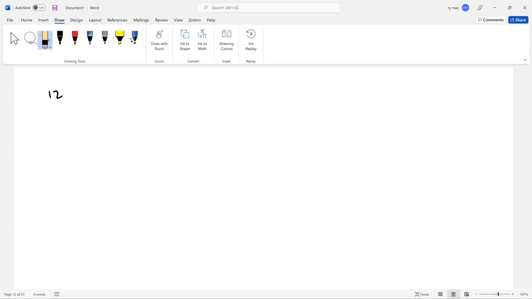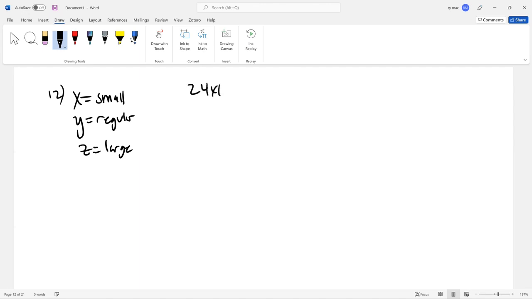So since it's asking for how many of each size of sandwich, that is my variable. So I'm going to say x is equal to the small sandwiches, y to the regular, and z to the large. I'm also going to do a quick calculation. I'm going to figure out how many ounces in total it is instead of in pounds and ounces. So if it's 24 pounds and 8 ounces and there's 16 ounces in a pound, I'm going to do 24 times 16 plus 8. And this ends up equaling 392.